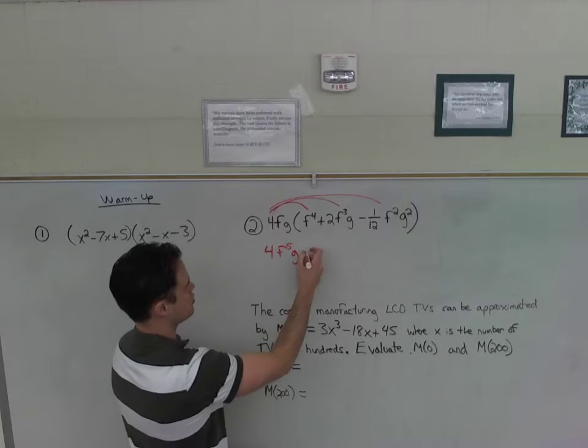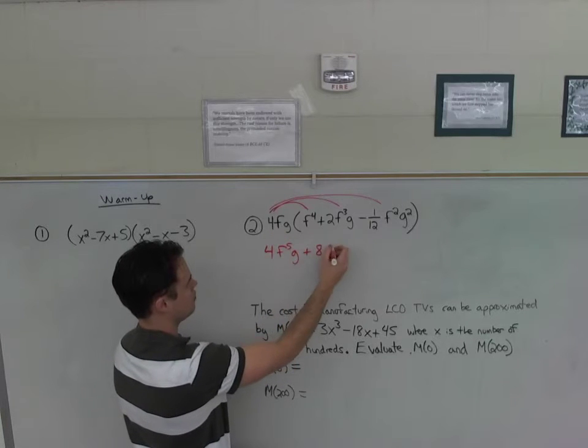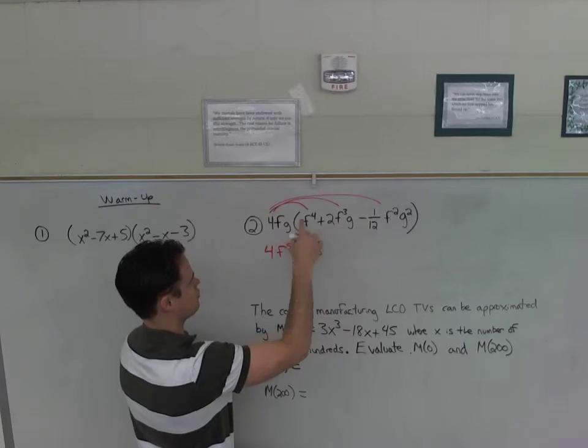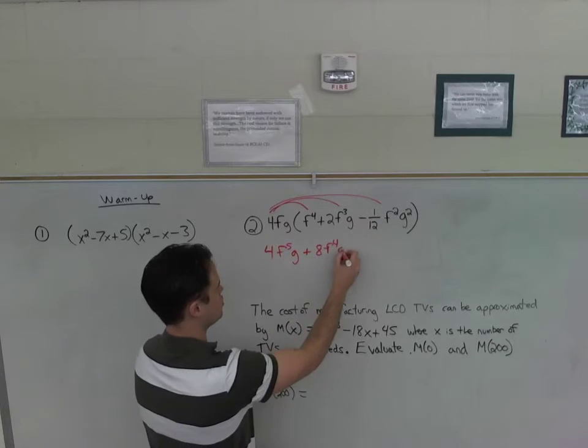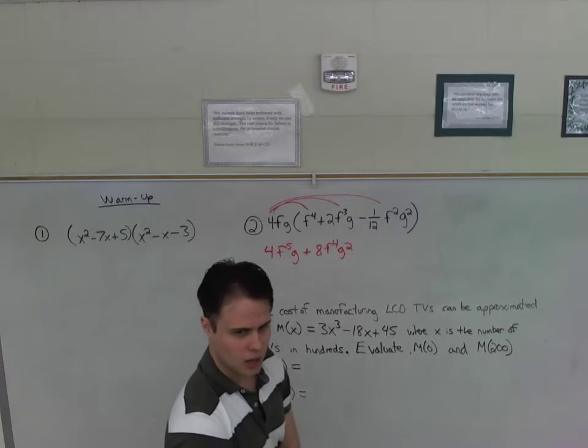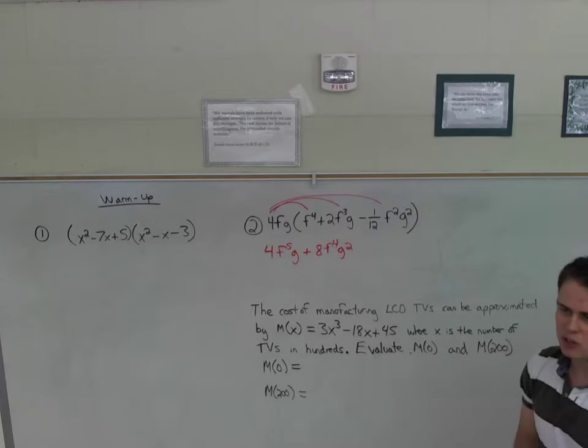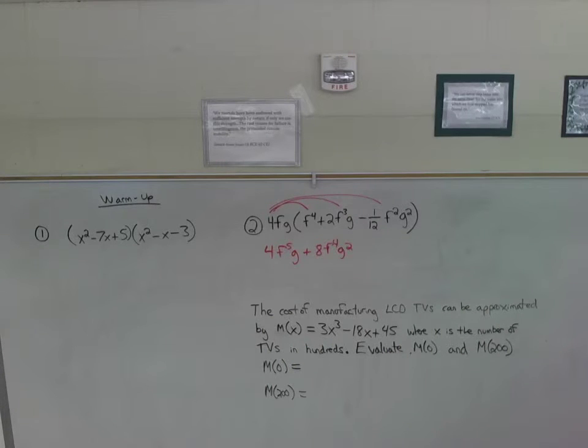And then this times this is going to be 8. How many f's do we have? F times f times f times f is 4 f's, right? And 2 g's, g squared. I should be careful when I say that, because is 2g the same thing as g squared? It's not, right? When I say 2 g's, I mean g times g, right? Got to be careful with the language.